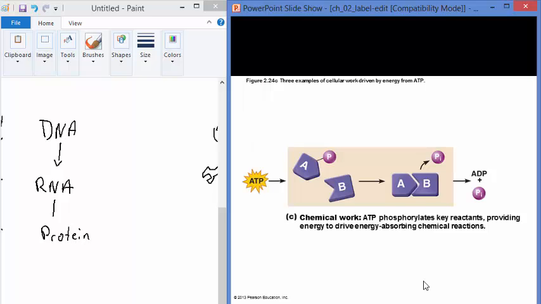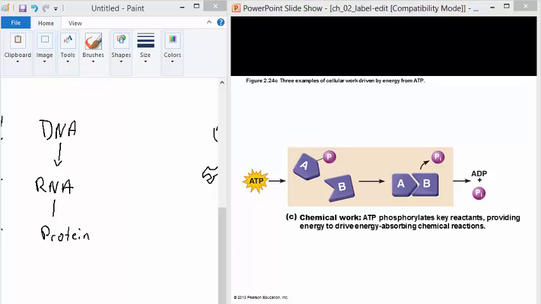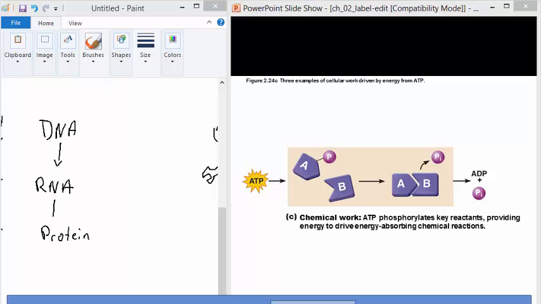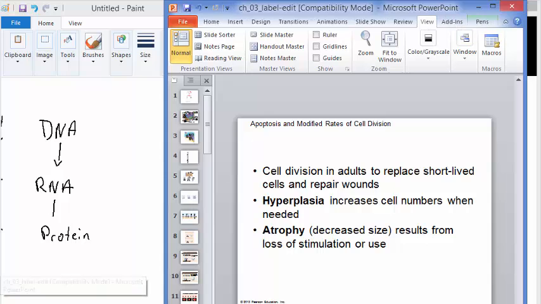So those were the main concepts. So any questions about anything in chapter 2? So we'll move on to chapter 3.